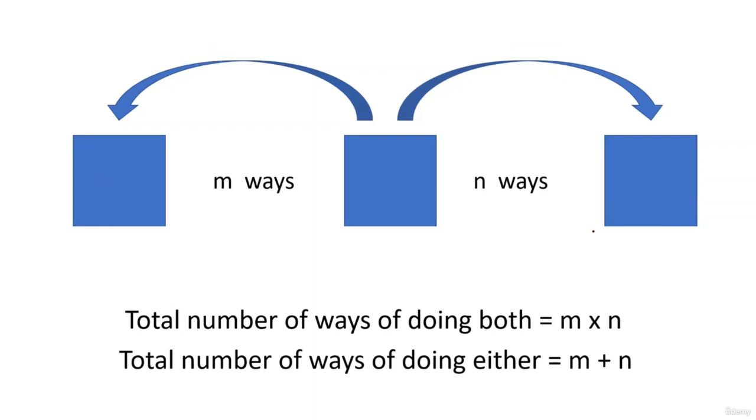If you have two particular cases, two particular events, for the first event there are m possible outcomes, and for every outcome of the first event further n outcomes are possible.